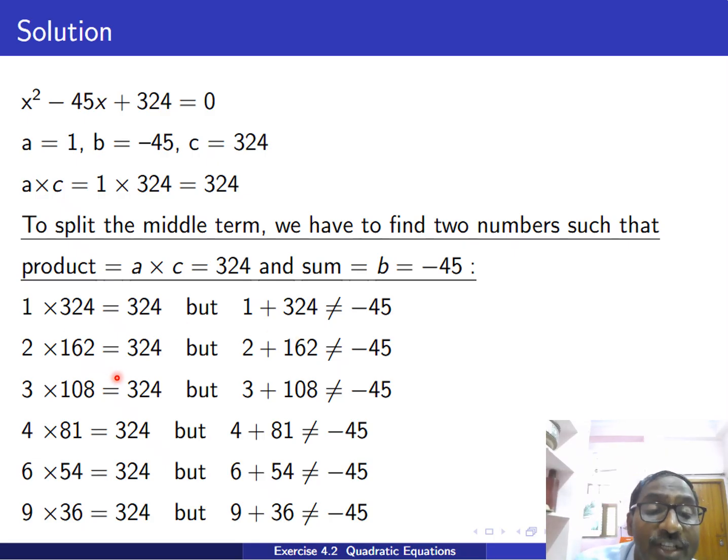Next 2 times 162 equals 324, but 2 plus 162 is not equal to minus 45. Next 3 times 108 is 324, but 3 plus 108 is not equal to minus 45. Next 4 times 81 equals 324, but 4 plus 81 is not equal to minus 45. Next 6 times 54 is 324, but 6 plus 54 is not equal to minus 45. 9 times 36 is 324, but 9 plus 36 is not equal to minus 45.